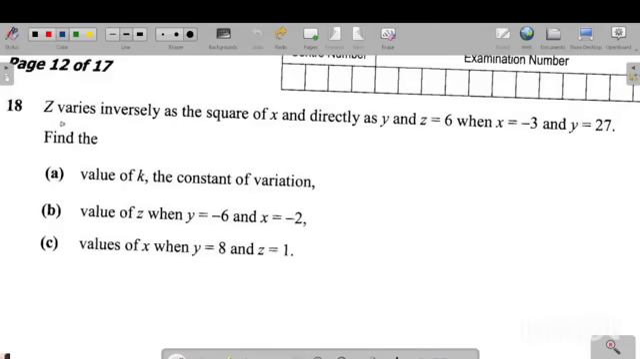Okay, so number 18, z varies inversely as the square of x. So inversely meaning it's down here, the denominator, inversely as the square of x, and directly as y. So meaning y is direct here. So in other words, they are saying z varies directly as y and inversely as x squared, or the square of x. All right.